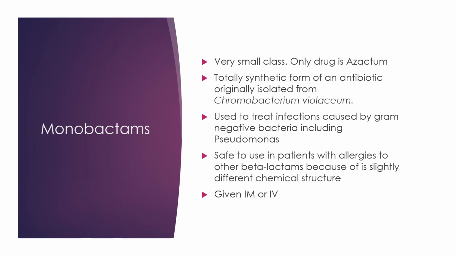We have the monobactams. This is a very, very small class of drugs. There's only one actually, and that's Azactam. This is a totally synthetic form of an antibiotic that was originally isolated from Chromobacterium violaceum. It's used to treat infections caused by gram-negative bacteria. That does include Pseudomonas. And it is safe to use in patients with allergies to other beta-lactams because of its slightly different chemical structure. And this is usually given IV or IM.